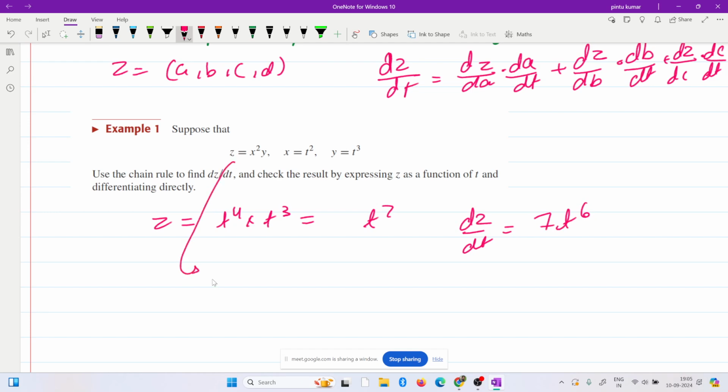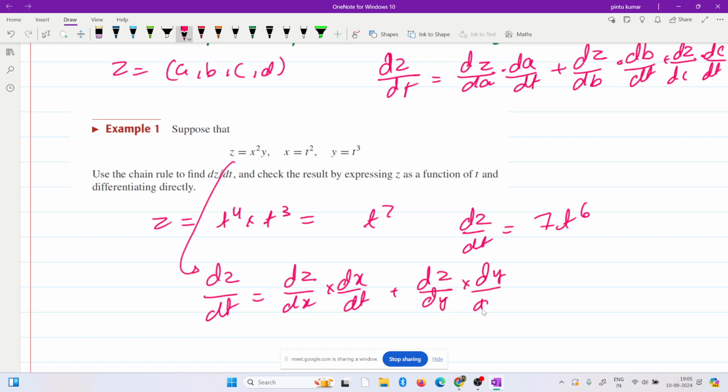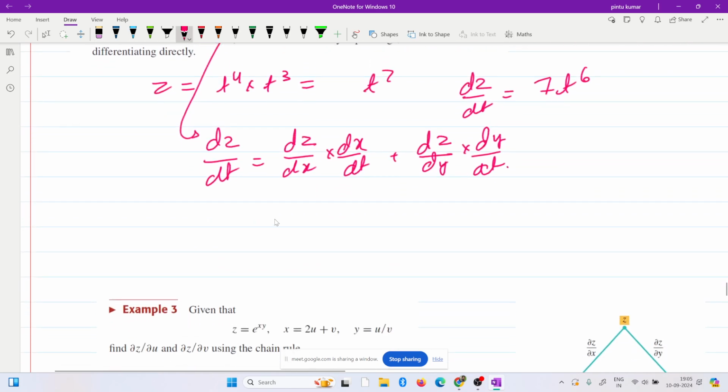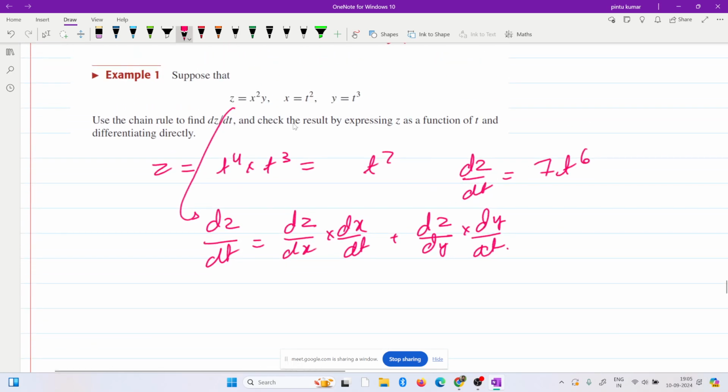Let's go via the chain rule. dz by dt is nothing but dz by dx into dx by dt plus dz by dy into dy by dt. What is dz by dx? This is x square y, so you just consider y as a constant. So this is 2xy, and dx by dt is 2t, plus x square, and this is your 3t square.